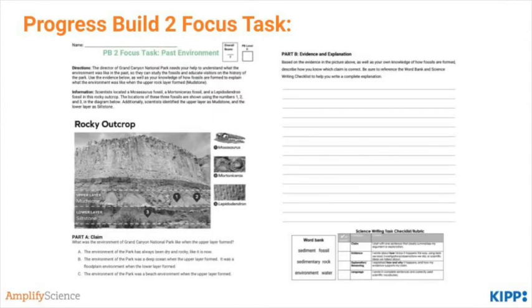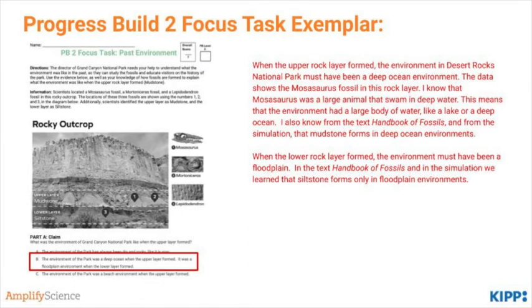At this point, students apply their knowledge of the unit to answer the Progress Build 2 focus task. They're given more information about the layers in the rocky outcrop at Grand Canyon National Park and make inferences about what the environment used to have been like in the park. Go ahead and complete the task now and then check back here for answers. Go ahead and pause now. Great, go ahead and compare your answer to mine, pausing now.